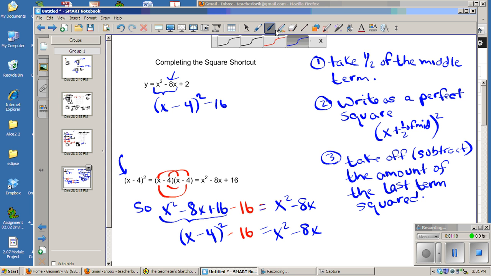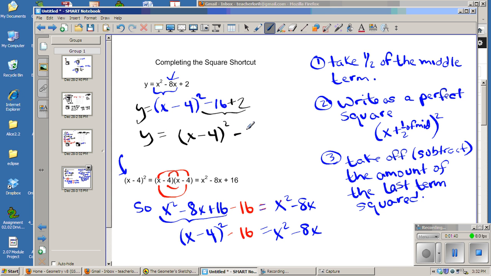But then in the problem up here, I see that I have plus 2. So I have to put plus 2. Now, the only thing I want to simplify at this point is right here, because now it'll be in vertex form. I'll easily be able to see what the vertex is if I want to graph it. The vertex, I can just look at this and see that the vertex is 4, negative 14.